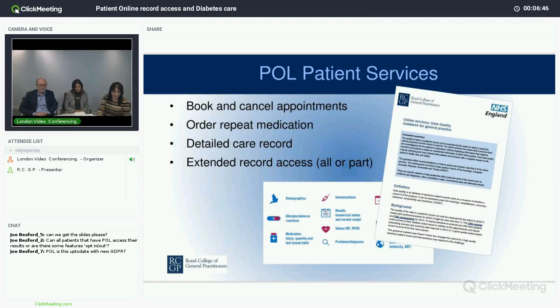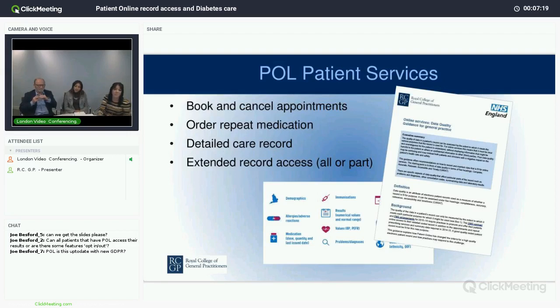We try to engage practice teams and increase the awareness of POL throughout general practice. So what is currently available for patients? They can book and cancel appointments, and this is very popular as patients can access it at any time, on a weekend or an evening, using their phone or laptop. They can order repeat medication, and since electronic prescribing was introduced, this has become a very slick process and is very popular with patients.